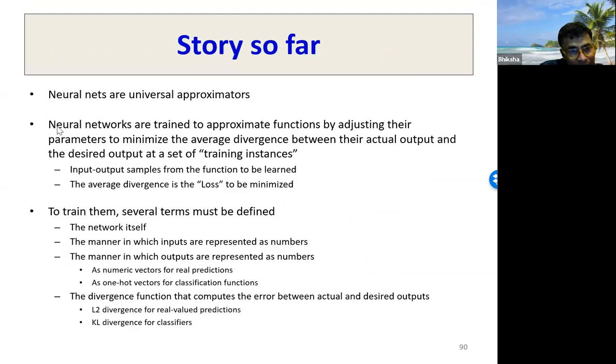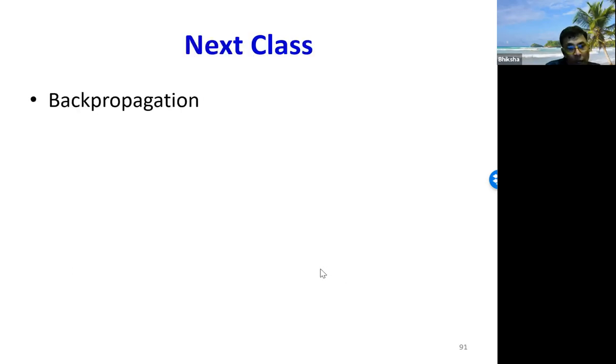And so the story so far: neural networks are trained to approximate functions by adjusting their parameters to minimize the average divergence between the actual output and desired output at a set of training instances. To train them, we must define several things: the network, the manner in which the input is represented, the manner in which the outputs are represented, and the divergence function that computes the error between the actual and desired outputs, which is the L2 divergence for real-valued predictions and KL divergence for classifiers. And once you define all of that, we are set to compute derivatives and perform gradient descent to train the network. So I'll stop right here.